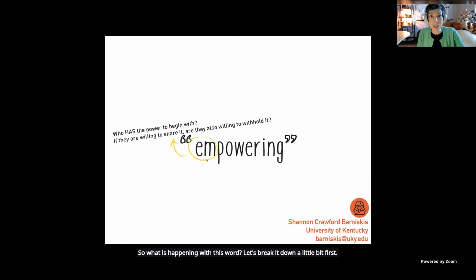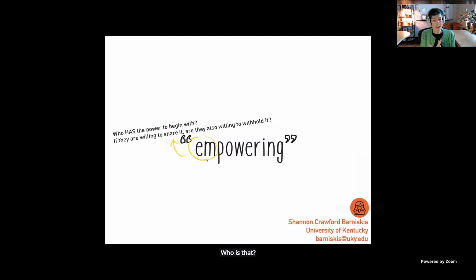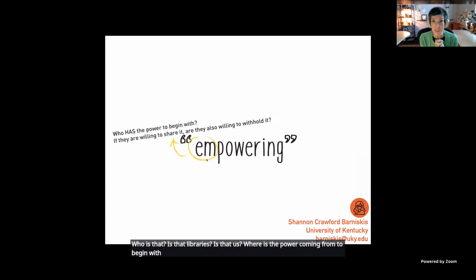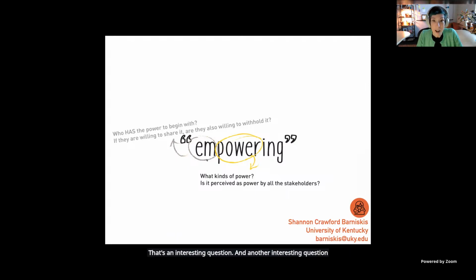So first of all, when we're saying empowering, this is a verb. Something is happening. Somebody is doing something. What are they doing? And first of all, who is doing it? Somebody's putting power. They're empowering. Who is that? Is that libraries? Is that us? Where is the power coming from to begin with? And whoever has it, are they willing to withhold it or only give it to some people? Like, oh, you don't have any fines, you can have the power, but you've got fines, you cannot.